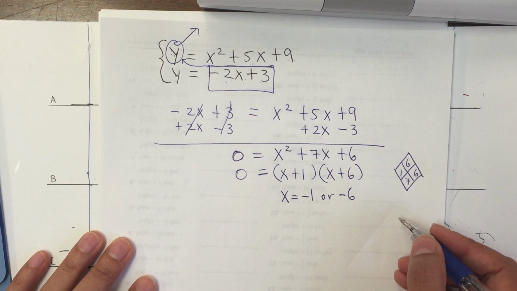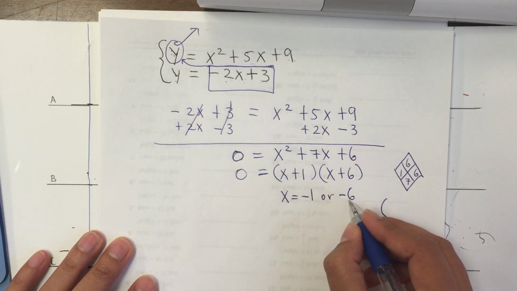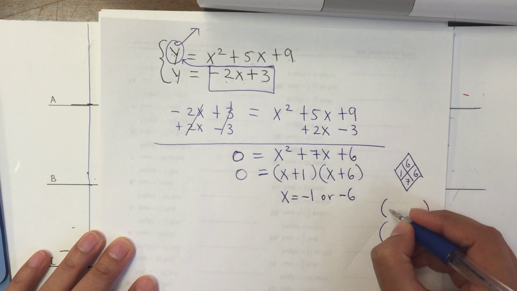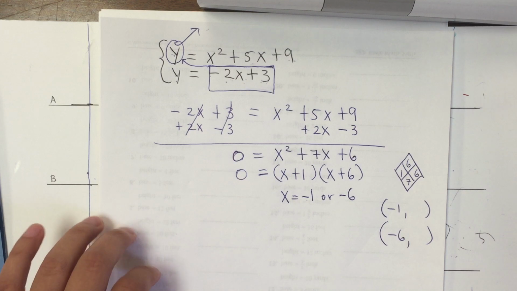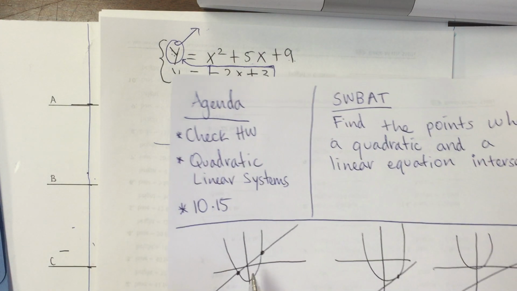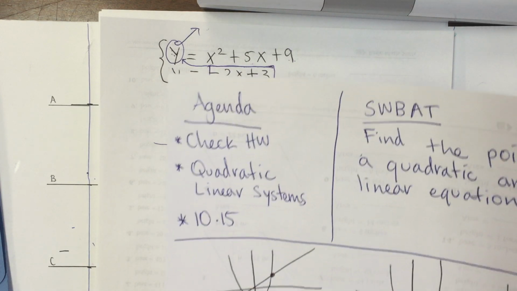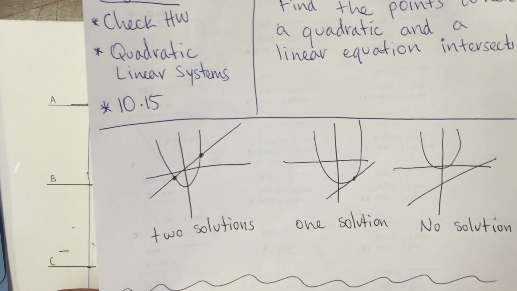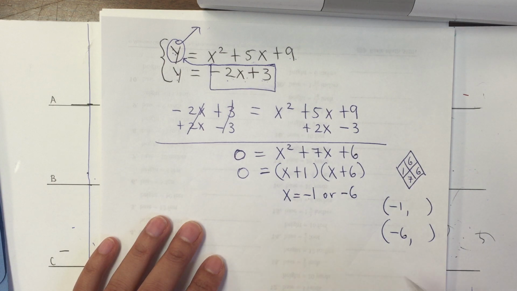Now I have to find the value of y to know where it is. And having two different answers, that means that I'm going to have two different points. So I have two solutions. And I don't know how they're going to look, but I'll show you in a minute. See if I can catch one of the programs on the internet.